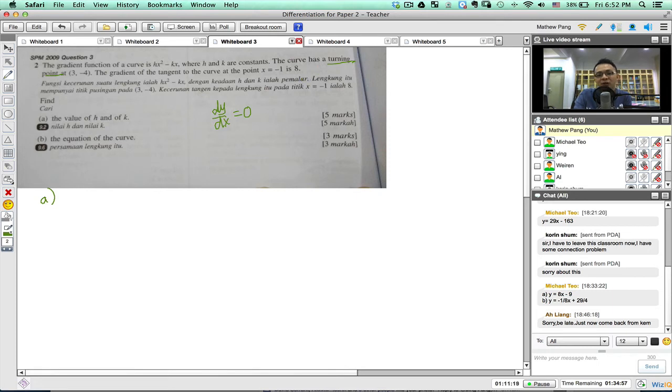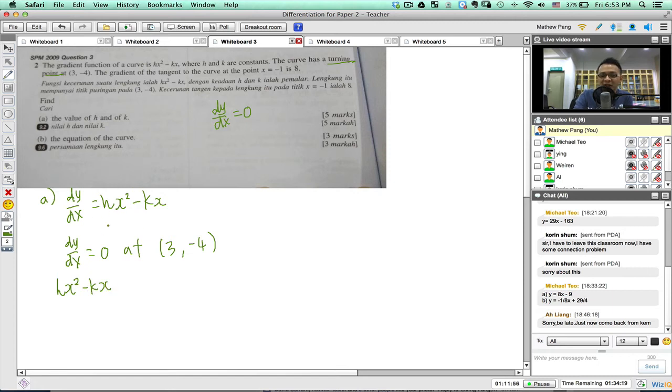So first thing is, of course, I write down the gradient function. The gradient function is dy/dx. Whenever you see gradient function, you must understand it's dy/dx. So here, I know my dy/dx equals 0 at this coordinate, (3, negative 4). Most of the time with dy/dx, only the x value is important. The y value, sometimes we don't use it unless he asks you to find the equation of the curve, which is part B.